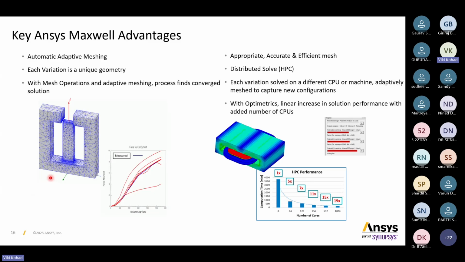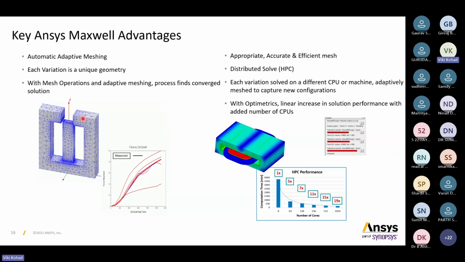And one of the key advantages of Maxwell is the automatic adaptive meshing technique. So like in the previous slides we saw, it uses the finite element method. Okay, the FEM method to solve the equation. So to do the calculations with the help of the FEM method, you have to mesh the geometry. Okay, you need to do the meshing on the geometry part, but in Maxwell you don't need to do the meshing part.